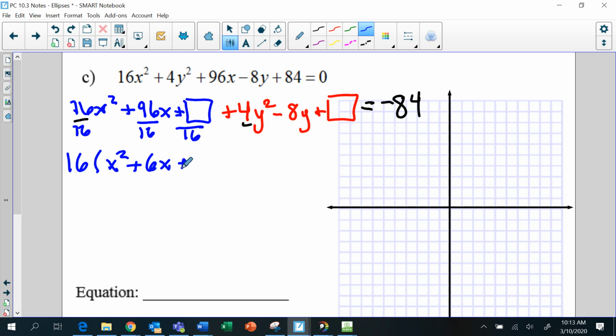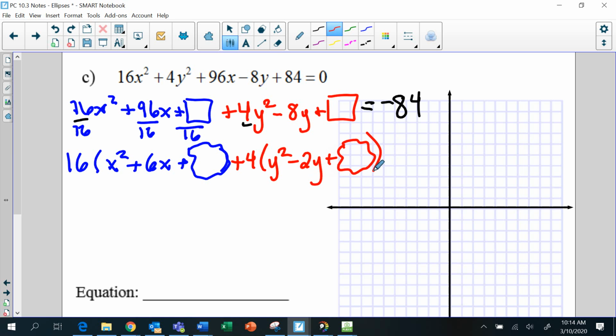Anybody want to tell me? Is it 6? And then I'm going to factor out the 4. We have y squared minus 2y plus something. We'll say negative 8.